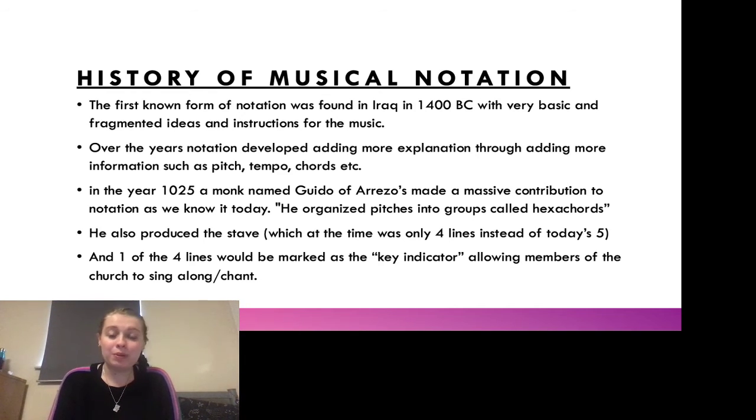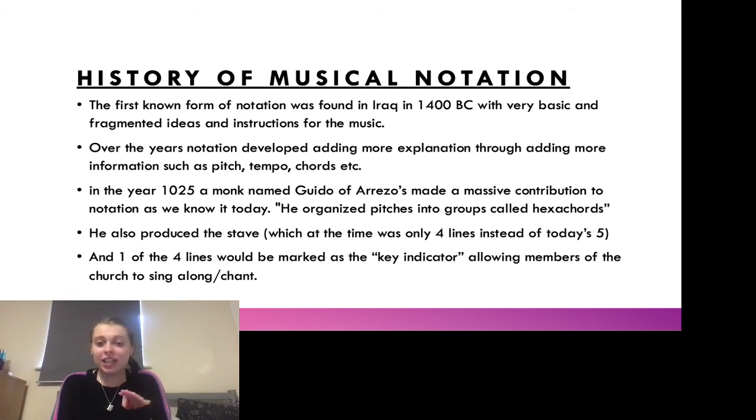One of the 4 lines would be marked as a key indicator. This was how new people arriving or joining or being part of it could find out where the notes were, because his version of notation was not as we know it, with each one being a note. There were no specific notes at the time that were recorded. It was a key indicator, so you knew where you were starting, and he created this simply because new members were unable to follow the original writings of it.